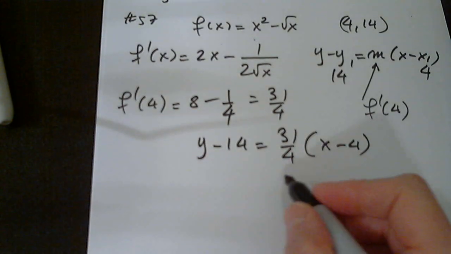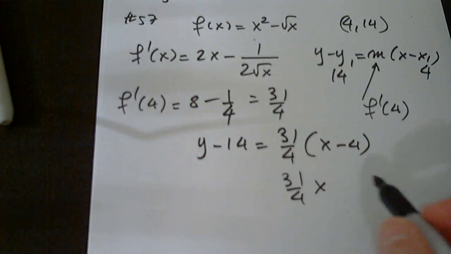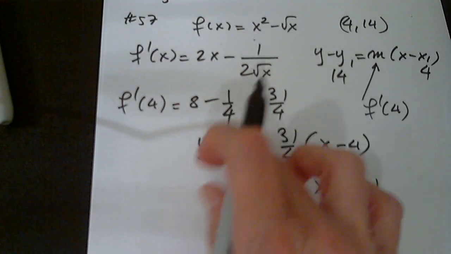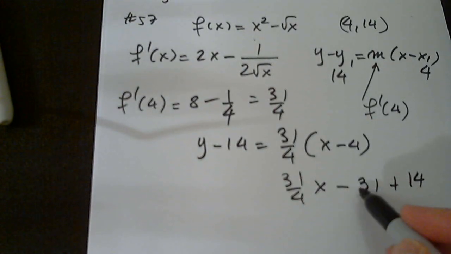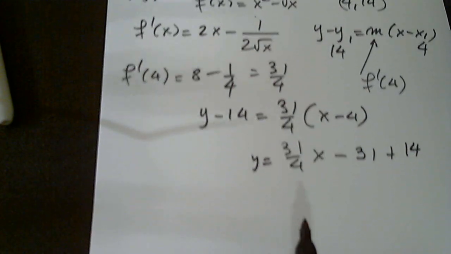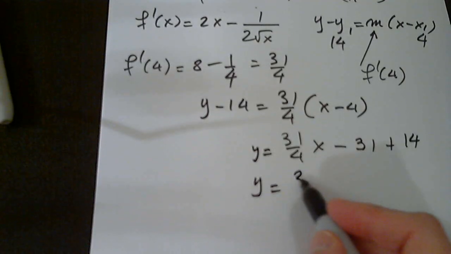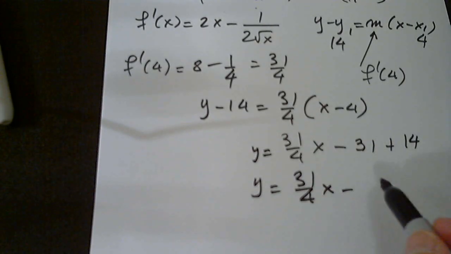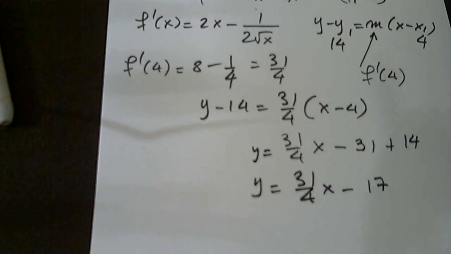So now I distribute: 31/4 x minus 31, but plus 14. So y equals 31/4 x, and minus, is this 17? Correct me, please. Yes. Perfect. Any questions?